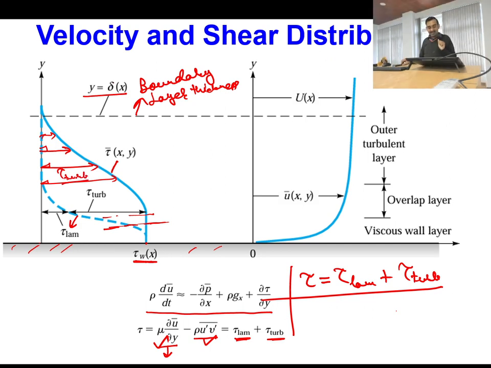So it means that in a wall bounded flow, I can divide my region into three parts. One region is very close to the wall, very small thickness, where though my complete flow is turbulent, still in that particular region the major contribution is coming from the laminar stress. Okay, that's why I will be calling this particular region the viscous wall layer, or in many literatures this is also called the laminar sublayer.